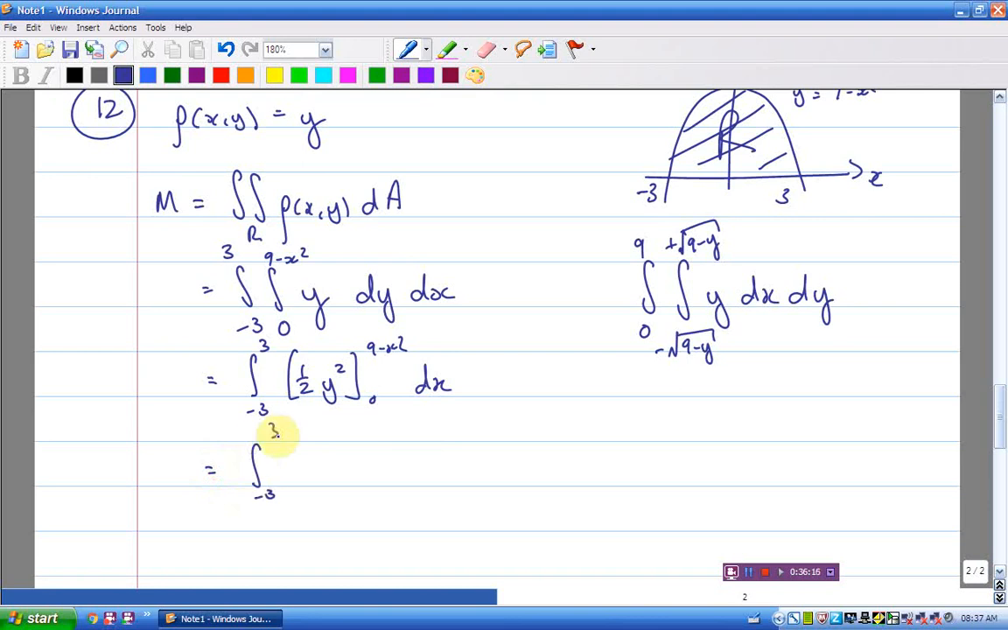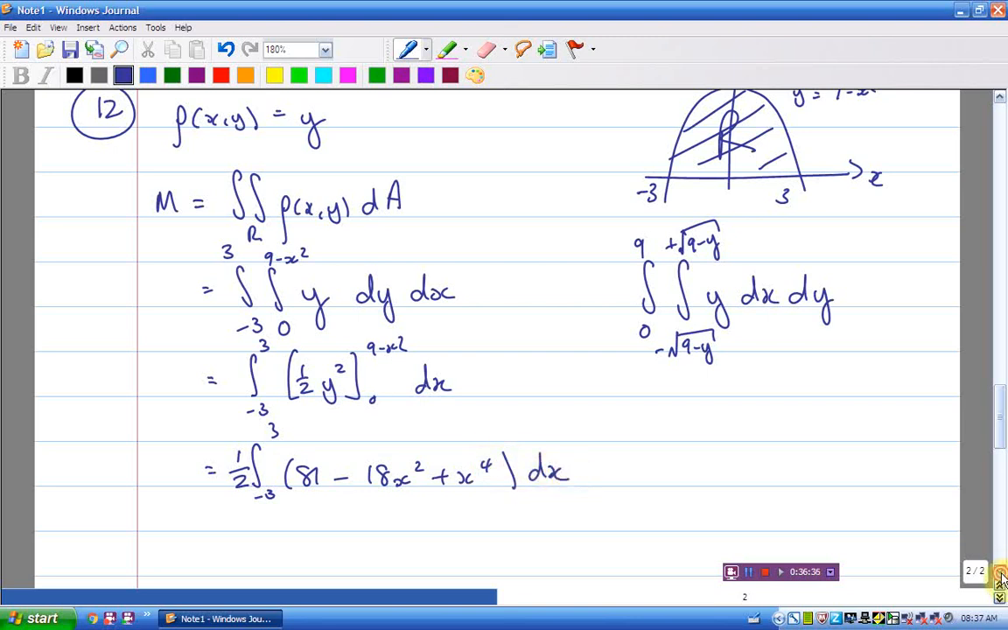Let's plug 9 minus x squared into that. I'm going to be squaring it and then halving it. So that will be 81. You know what? I'm just going to take the half out. So it's going to be 81 minus 18x squared plus x to the power.